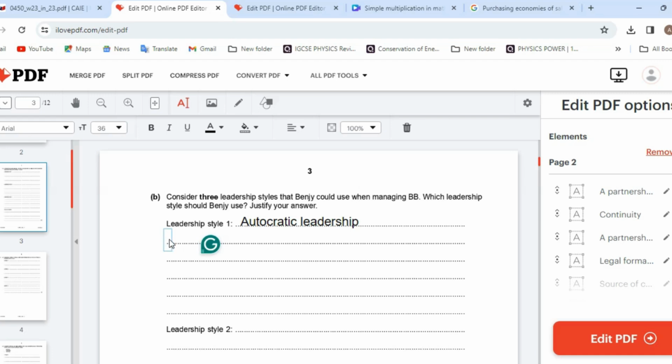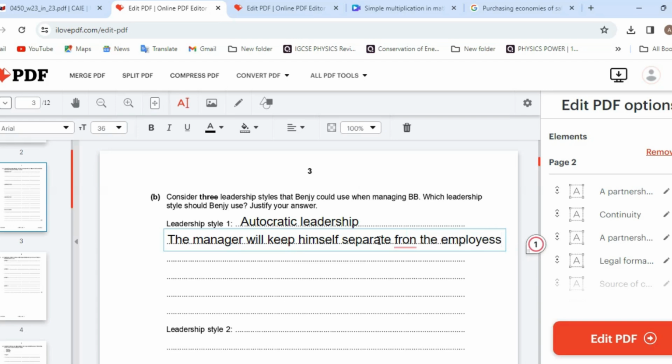Now let's see what we can find here. Of course, when deciding on his own, the manager will keep himself separate from the employees.